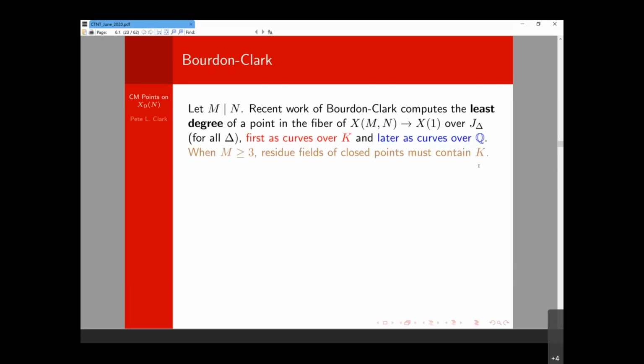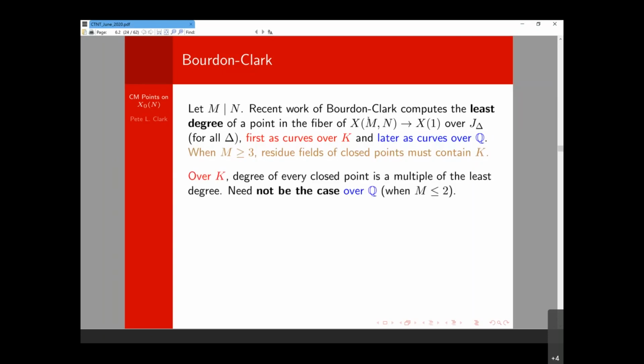On the other hand, when m is greater than or equal to 3, the blue problem and the red problem collapse into a brown problem, because if you have full m-torsion when m is at least 3, then it turns out that you have to have the imaginary quadratic field in your field of definition anyway. But really for this talk, I want to concentrate on m equals 1, so I just have one point of order n. One thing that we find is that when we're working over K, looking at the fiber of this map as a map of curves over the imaginary quadratic field K, then not only do we find the degree of the least closed point, but it turns out that the degree of every closed point is a multiple of the degree of the least closed point.